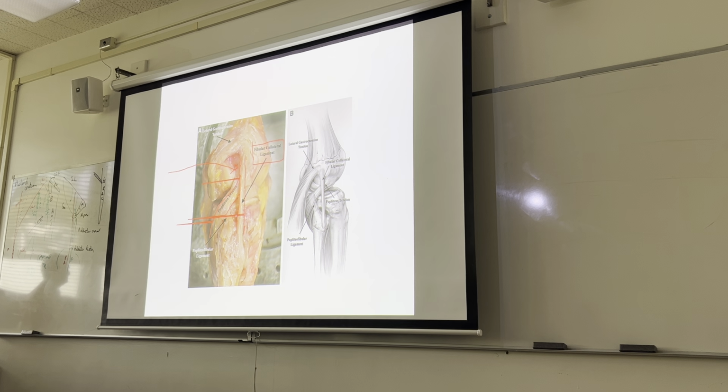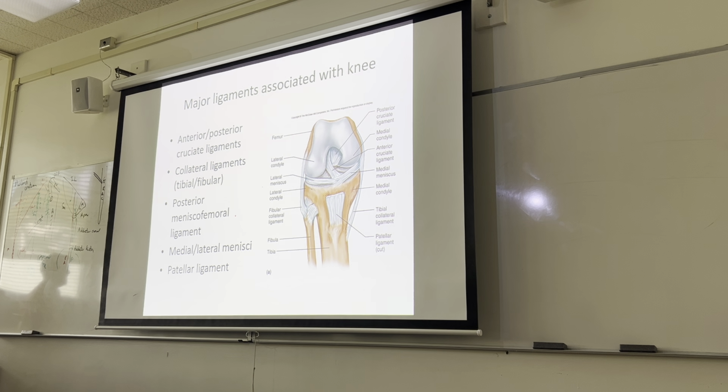All right. So now we're going inside the knee and thinking about how do we stabilize this synovial hinge joint. And so we're going to use two cruciate ligaments, which cross each other. That's how they get their name.